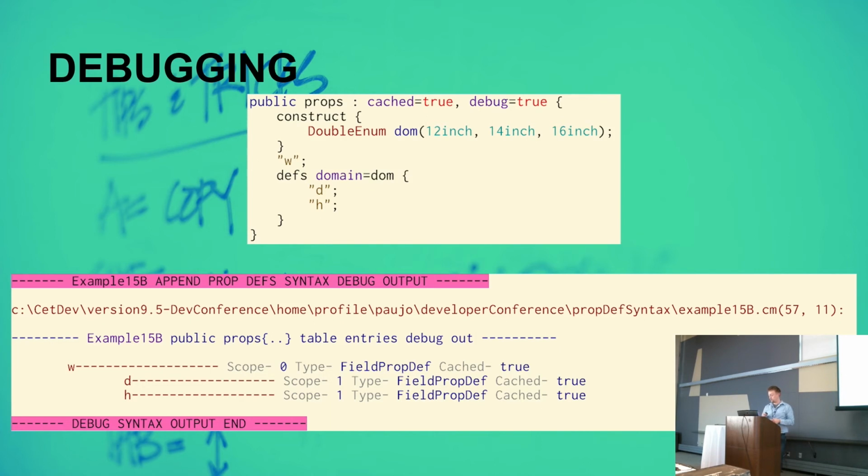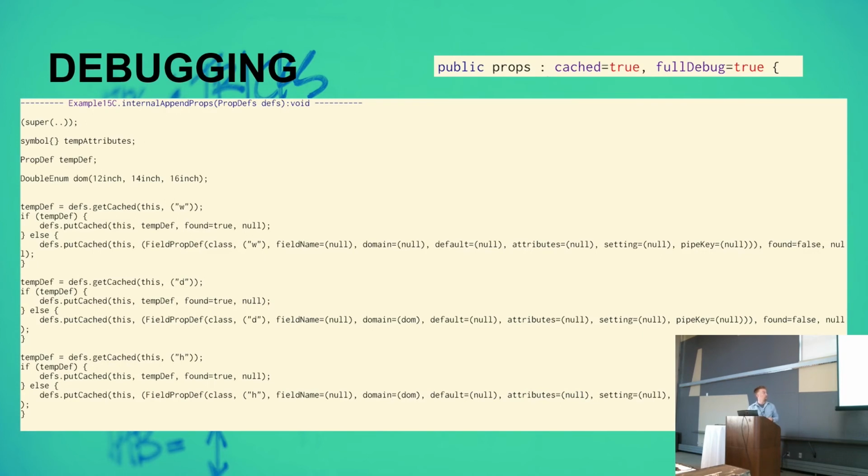But the next one is by far the best debug tool, and that is full debug. This actually dumps out everything that the syntax is actually doing. So at compile time, you throw this in there, you hit compile, it'll throw this into your compiler. This is what it's going to toss into your method, internal append PROPDEFS. So there's nothing secret about it. There's no magic to it.